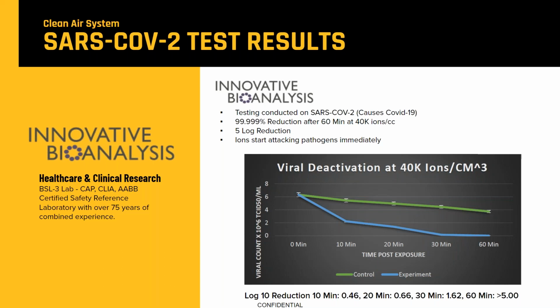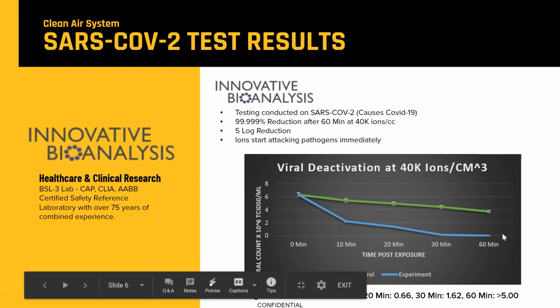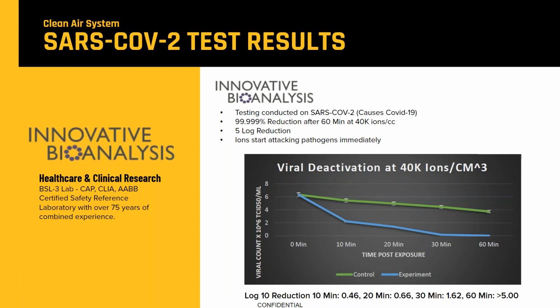And you're seeing the effect of what's called 40,000 ions per cubic centimeter over time. What you can see is that at the 60-minute mark, we achieved what's called a 5 log reduction, which is 3 places past the decimal, 99.999% reduction when we have 40,000 ions per cubic centimeter in this test setting.